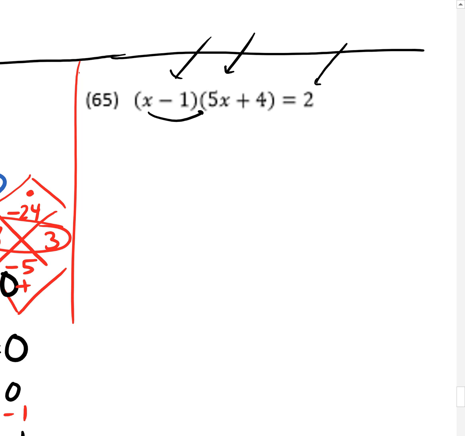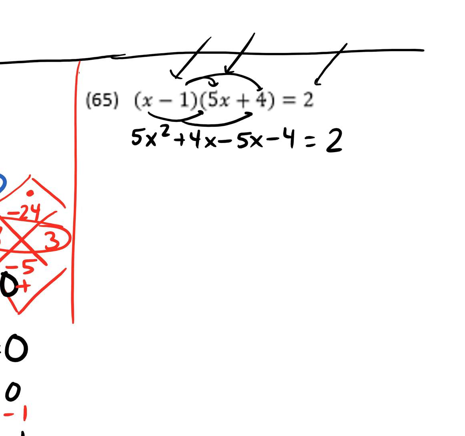X times 5x is 5x squared. X times 4 is 4x. Negative 1 times 5x, negative 5x. Negative 1 times 4 is negative 4. Okay, so I'm going to now combine like terms. 5x squared. Let's see, 4x minus 5x is negative x. You know what, while I'm at it, I'm going to move this 2 over, because I know I need everything on one side. You have to get every term on one side and then factor. So I'm subtracting the 2 over, that'll make negative 6, because there was already a negative 4.